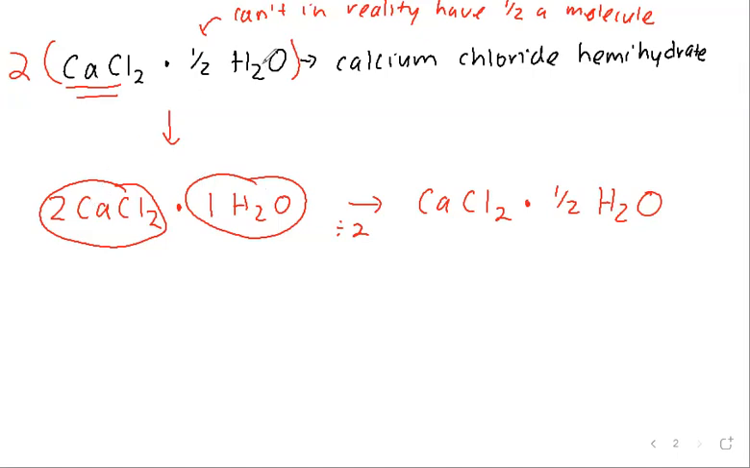You can't really have a half a molecule of water. It's just the convention of writing these that we keep the ionic compound as the lowest whole number possible, which means that we end up with the hemi water. But in reality, there's 1 whole molecule of water because you can't split up a molecule and have it still be the same identity, still be water in this case. So you have 1 molecule of water with every 2 formula units of calcium chloride.